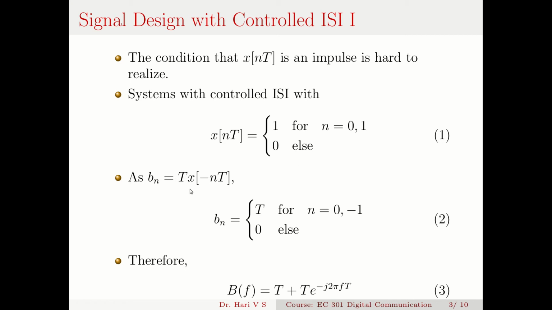Earlier, in the last video, we proved that b(n), that is equal to T times x(-nT). So that means b(n) is T for n equal to 0 and n equal to minus 1, because there is a reversal in time, and 0 else. Therefore B(f), that is the Fourier transform of small b, is T plus T raised to minus j 2 pi fT.